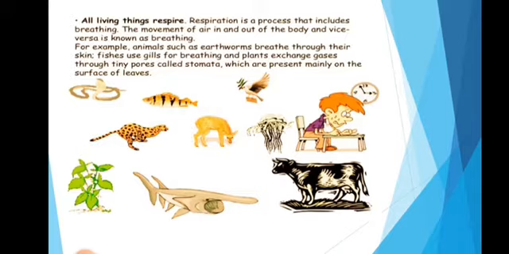Animals like earthworms breathe through their skin. Fishes, because they live in water, they use gills for breathing. Whereas plants exchange gases through tiny pores called stomata, which are present mainly on the underside of the surface of the leaf.